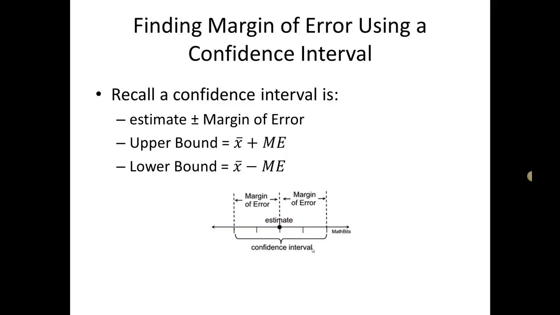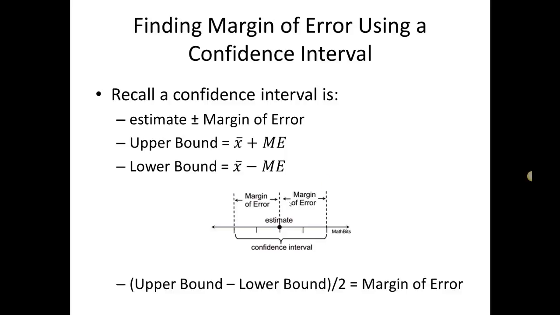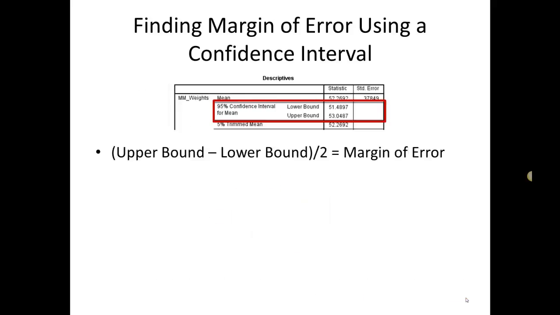In this case, if SPSS is giving us the confidence interval, that means we have the lower bound and the upper bound, and we can use those to find the margin of error. Between the lower bound and the upper bound, we have two margins of error. So if I take the upper bound, subtract the lower bound, and divide that by 2, that's going to give me the value of my margin of error. Let's do that with the data that we have here.